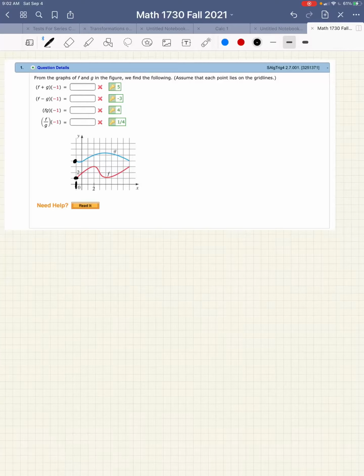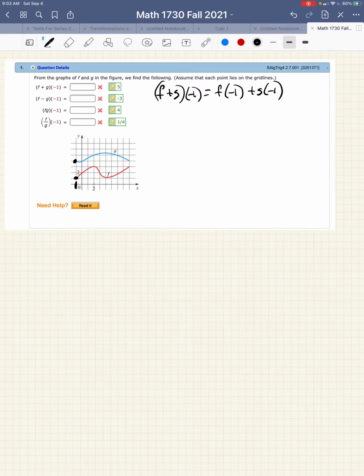From the graphs of f and g in the figure, find the following. We are to find f plus g of -1. This just means f of -1 plus g of -1. And all this means is, what's the y value of f when x is -1?